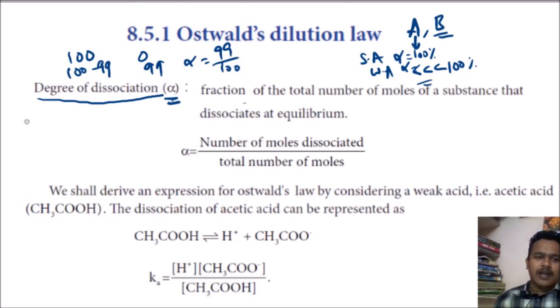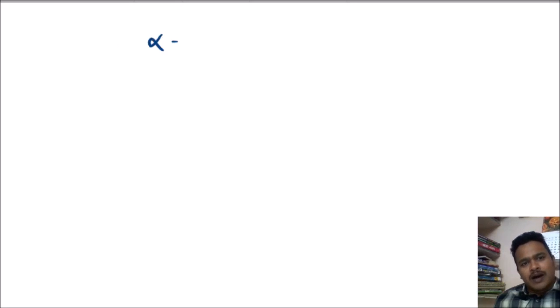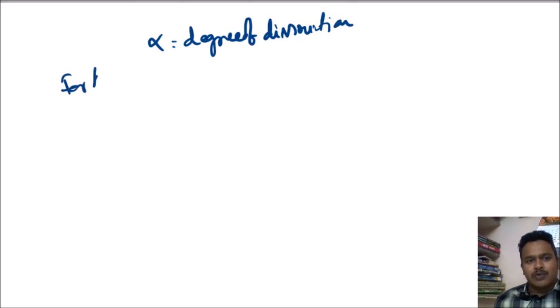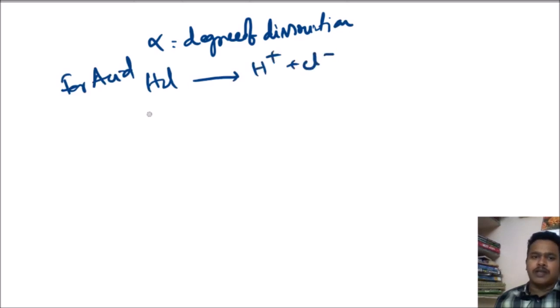To explain, I will take one acid, HCl. HCl dissociates into H plus and Cl minus. I know this is a strong acid. How does it dissociate? Alpha is the degree of dissociation.